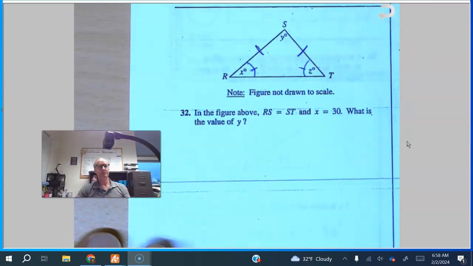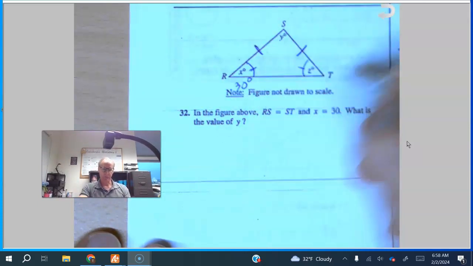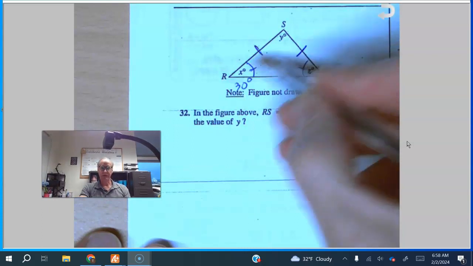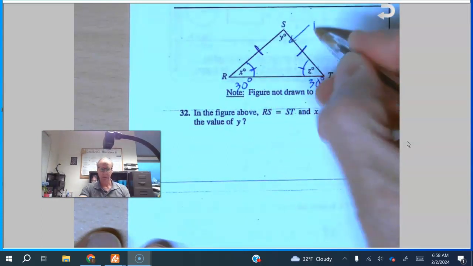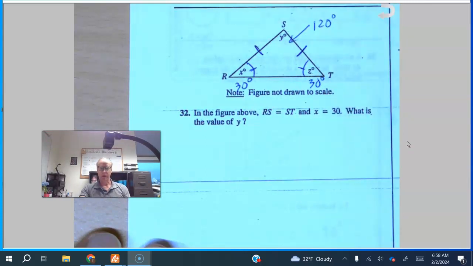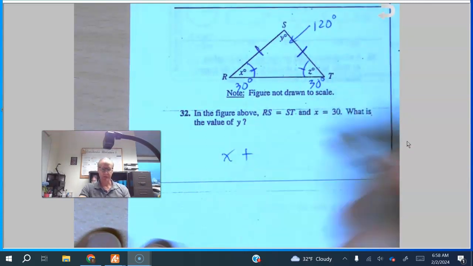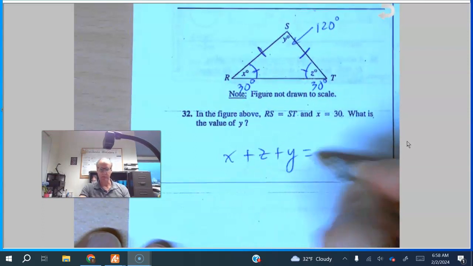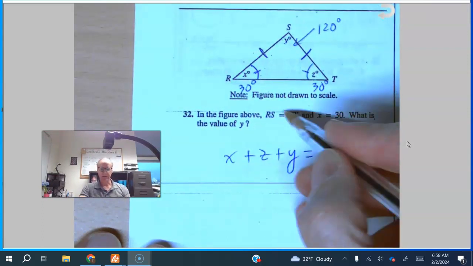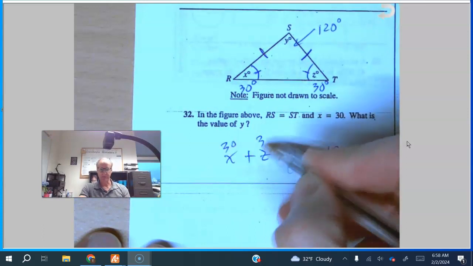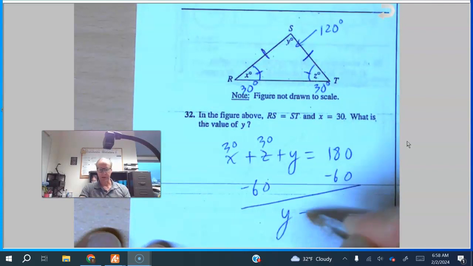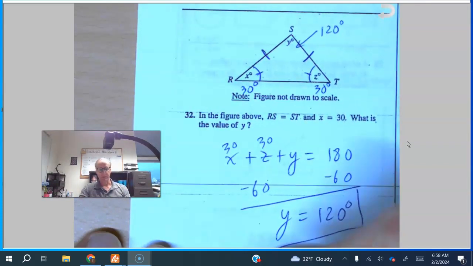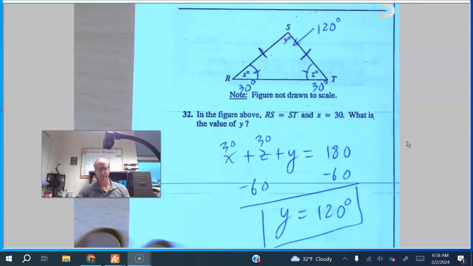So solve it. And hopefully you got it. And you put the 30 here. And of course the 30 here. And the sum of these three angles is 180. So we're looking at 120. If I were going to do the work, I would say that X plus Z plus Y equals 180. And since these are equal, it means this is 30 and 30. I'm going to subtract the 60 from both sides, and that's where it came from. That's the work I would expect most students would need to do.